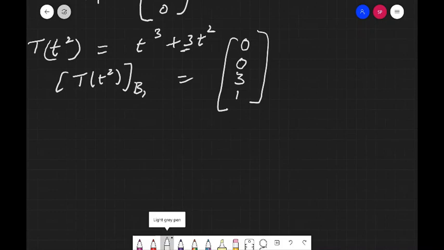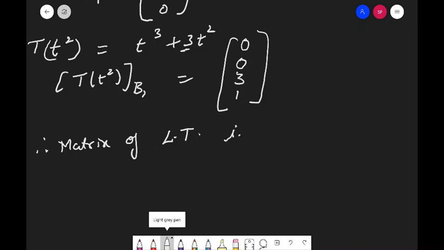Now what is my matrix? Therefore, the matrix of the linear transformation, I will write it as T with respect to the bases B, B1, will have these coordinates as columns.